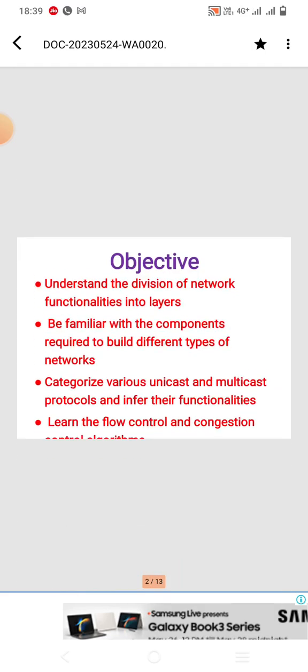This is Sarala. Now let us see the topic distance vector routing, and the data communication and networks. Before entering into the subject, let us see the objectives.